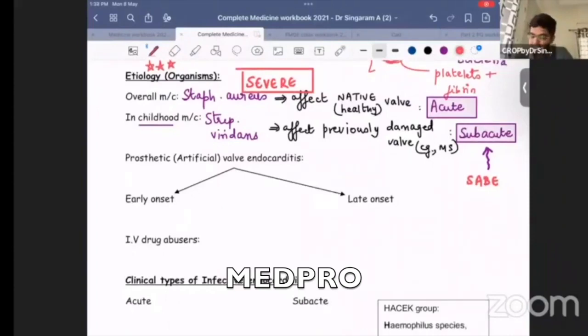Then what is the third category? Something which is a prosthetic valve or an artificial valve. Something like this. For example, the patient had mitral stenosis. It was a very severe mitral stenosis. So the patient underwent surgery, where actually the valve was replaced. Something like valve repair or valve replacement surgery, where a new valve is being inserted. That is an artificial valve or a prosthetic valve.